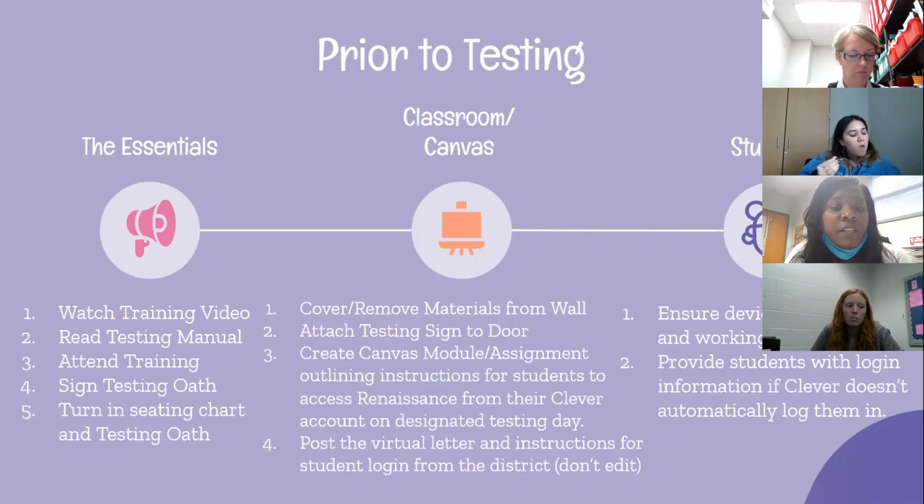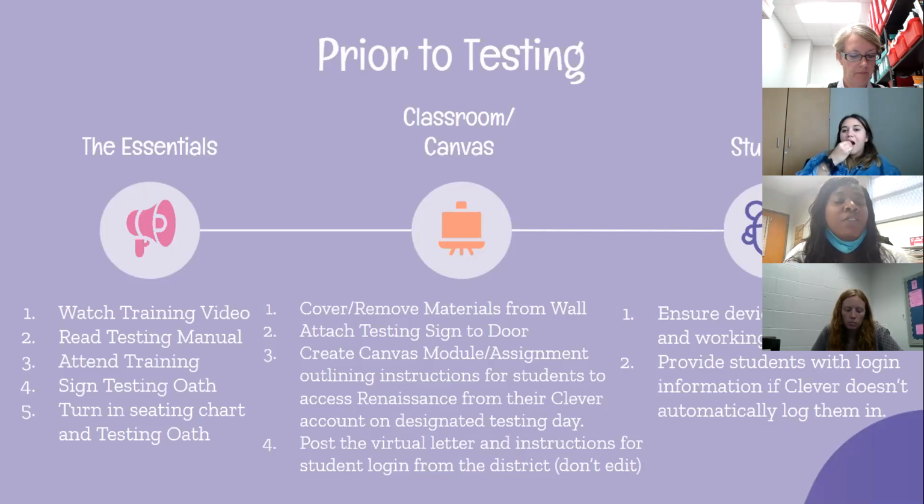Make sure in Canvas, you create either a module or an assignment outlining the instructions for students to access Renaissance from their Clever account on the designated day of testing. So whichever day your content area is testing, make sure that's the assignment you have provided for the student that day. And then you're also going to post a virtual letter and instructions for student login from the district. I'm going to show you that in just a second. Don't edit it, because this was already approved by Ms. Kornblum, and so she wants everyone to be consistent and have the instructions the same.